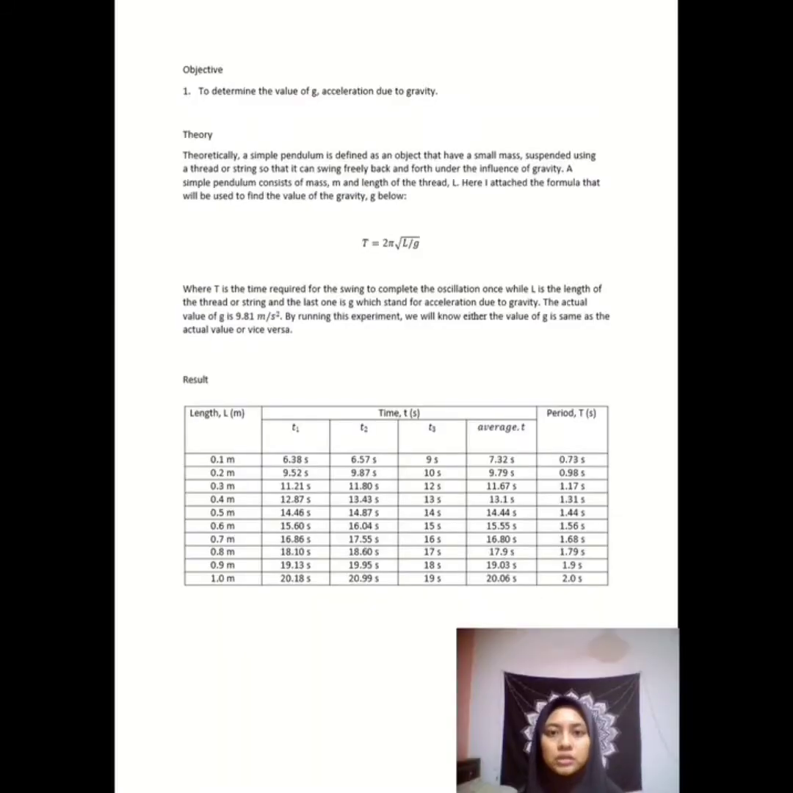Okay, next the theory. Theoretically, a simple pendulum is defined as an object that has a small mass. So in this experiment, we use an eraser as the pendulum. The pendulum is suspended using a thread or string so that it can swing freely back and forth under the influence of gravity. A simple pendulum consists of mass, which is the eraser, and length of the thread, which is a 1 meter thread. Here I attach the formula that will be used to find the value of gravity below.